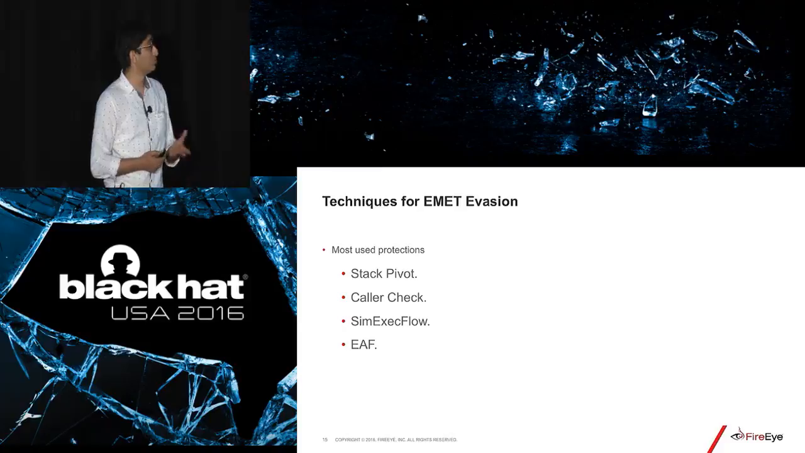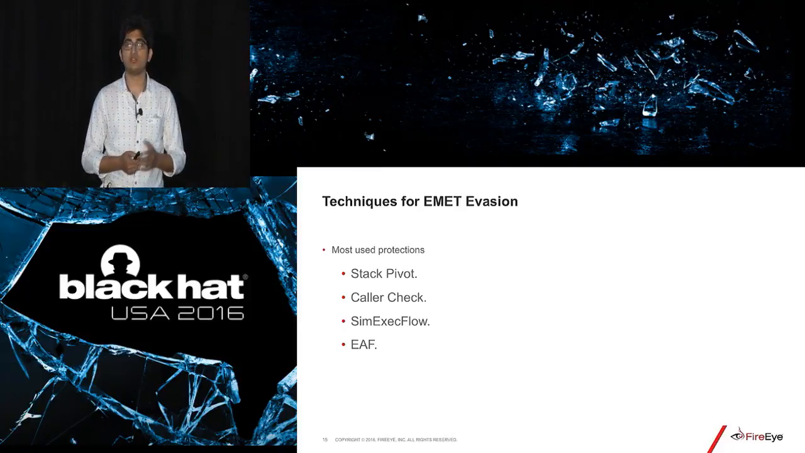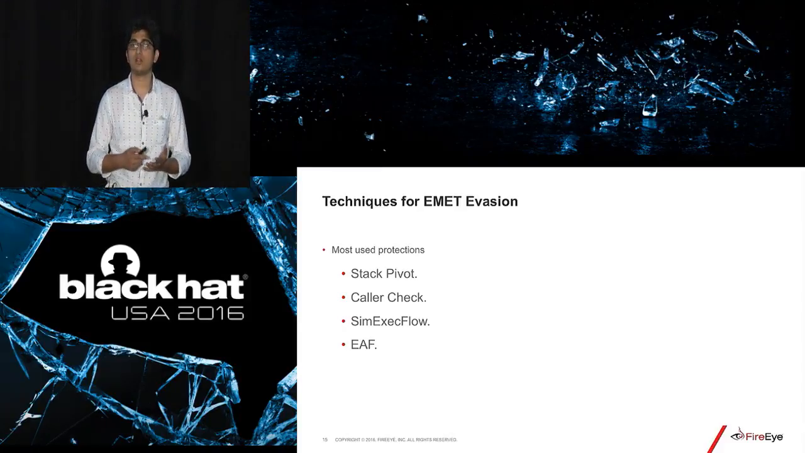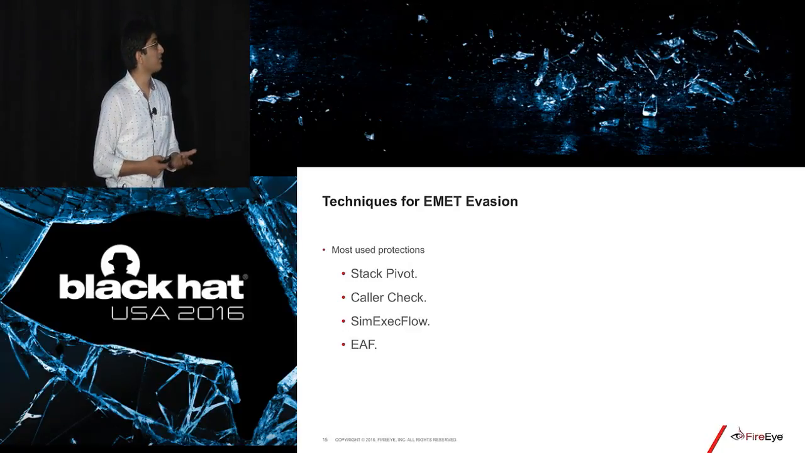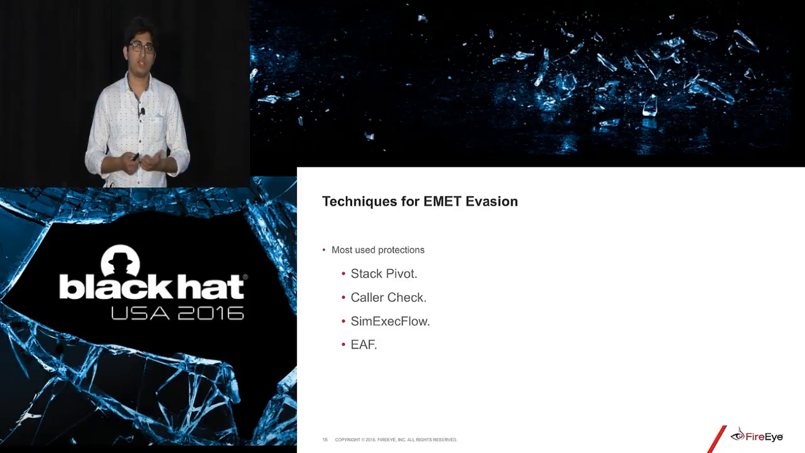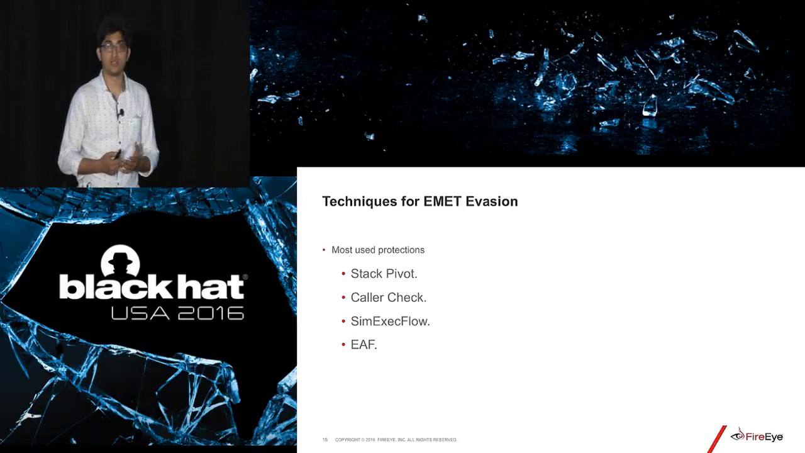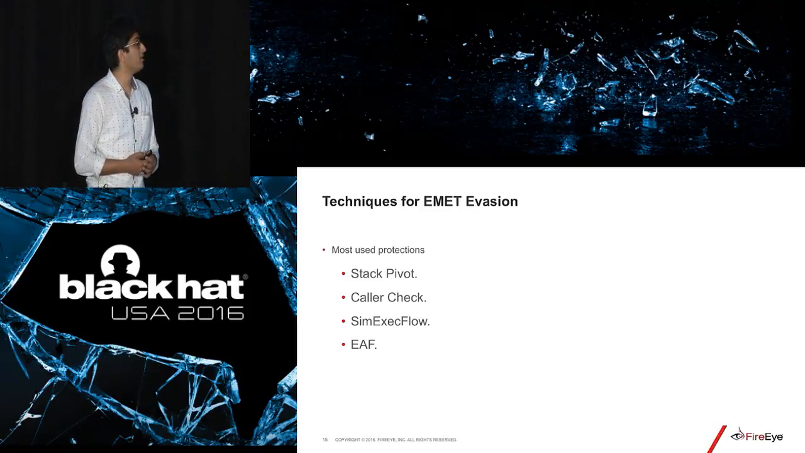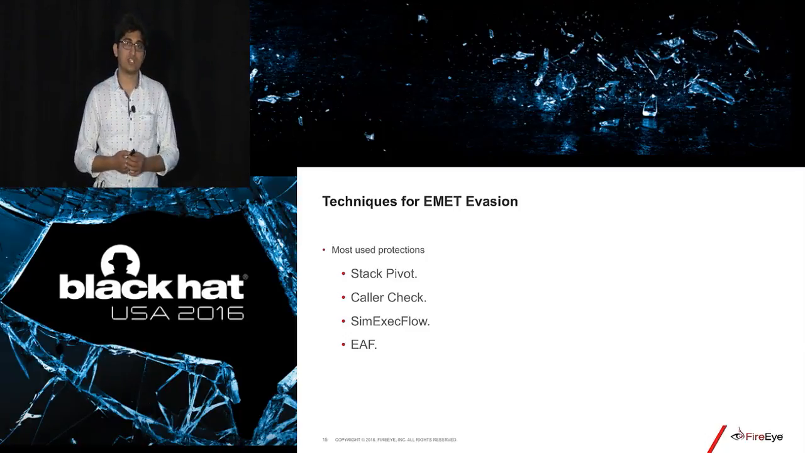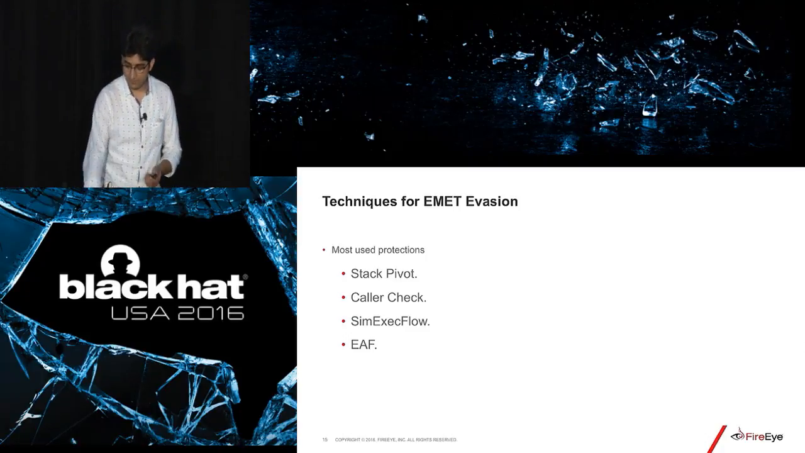So the most used protections, statistically speaking, which usually thwart the exploit kits or the public exploits that come in, are stack pivot, caller check, SimExecFlow, and EAF. The first three use inline hooking to calculate whether the return address belongs to any return-oriented programming gadget or not. And the last one uses a hardware breakpoint along with exception handling to check whether they are validated or not.